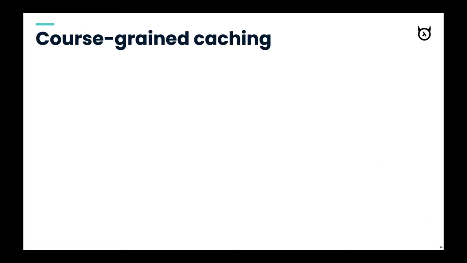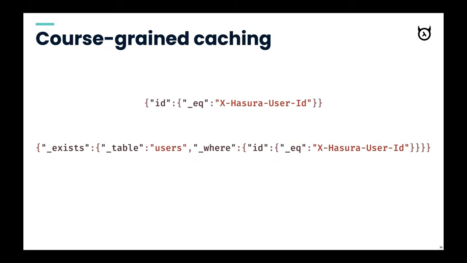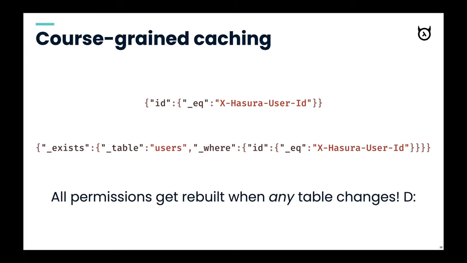After some debugging, I found out that most permissions are really simple, but some permissions are complicated and they have the ability to reference tables that are completely unrelated from the table that you're defining permissions on. This is a very useful feature, but it's a problem for our caching system, because if our caching system is too coarse grained, that means that basically we would end up needing to rebuild all of the permissions anytime any table changes, because any permission could depend on any table.